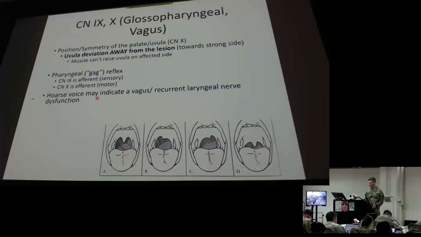All right. Glossopharyngeal and the vagus nerve. These two can kind of be related to each other. We're looking at the uvula when we're saying, open your mouth, say, ah. Which way does the uvula point? Away or towards the lesion? It says away. Can someone explain why?